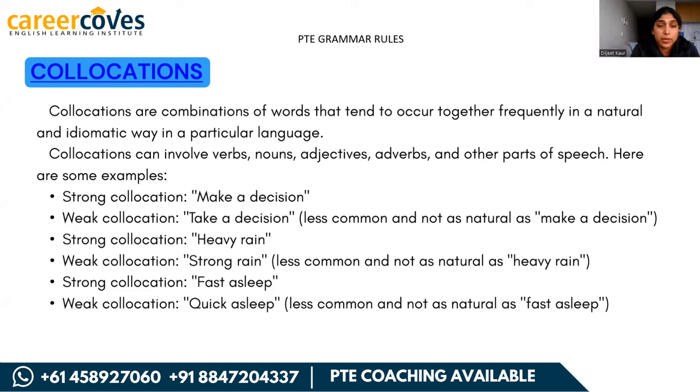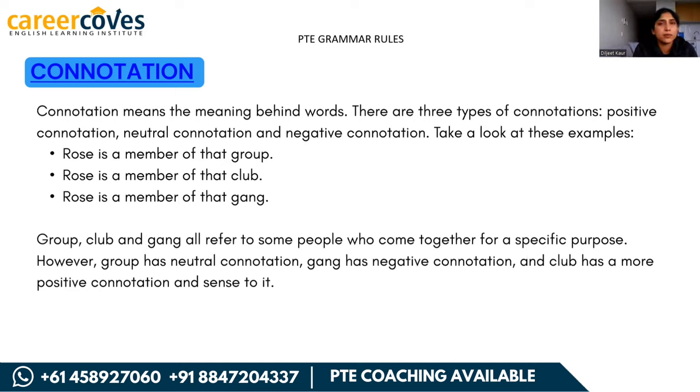What is a strong collocation? Make a decision. Weak is take a decision. This is very less common and it's unnatural. So we always make a decision. Heavy rain is a good combination of two words. We can't say strong rain. Fast asleep, not quick asleep. So these are the words that always come together. Just keep in mind whatever you are doing, those words can be memorized. So that is another thing.